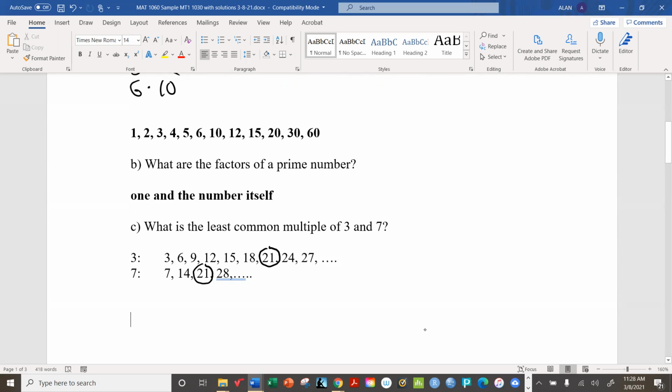Okay, so there is no other number which is a multiple of both 3 and 7 and is also smaller than 21. So the least common multiple of 3 and 7 is 21.